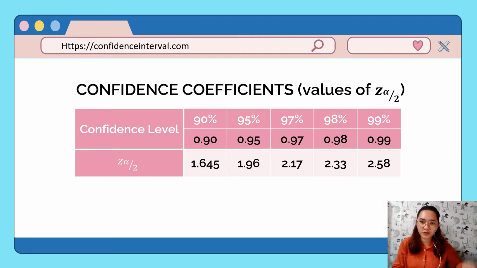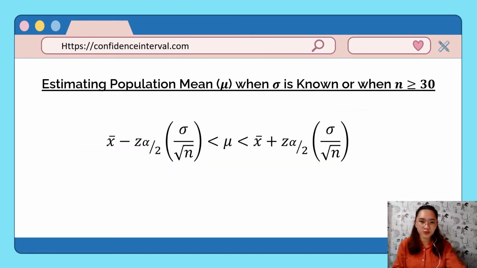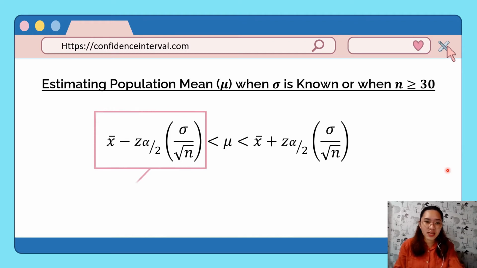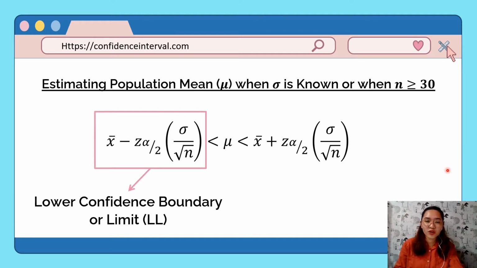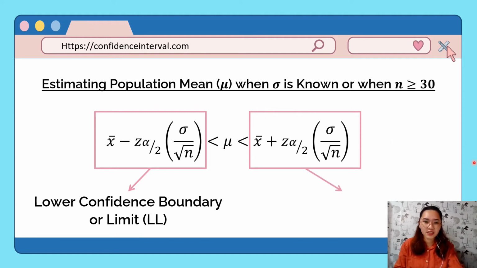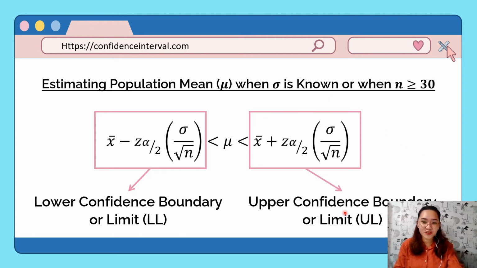So, let's go back to our formula. Yan po siya. So, itong part po na ito ay yung ating tinatawag na lower confidence limit or boundary. Or ginagamit din natin na symbol as LL. At ito naman po ay ang ating tinatawag na upper confidence boundary or limit. Or ginagamit natin na symbol na UL.